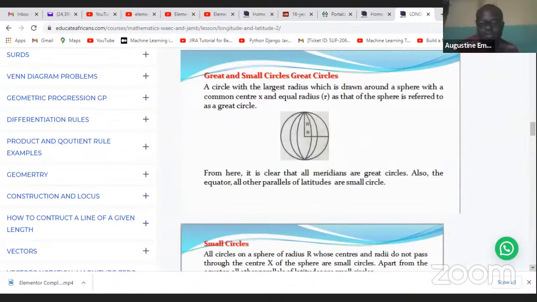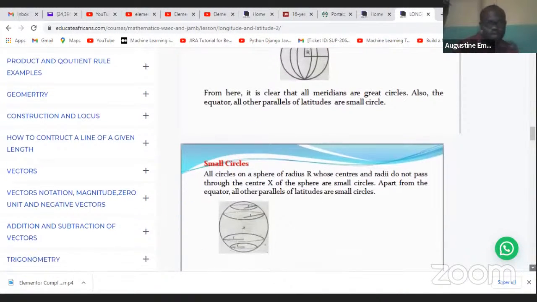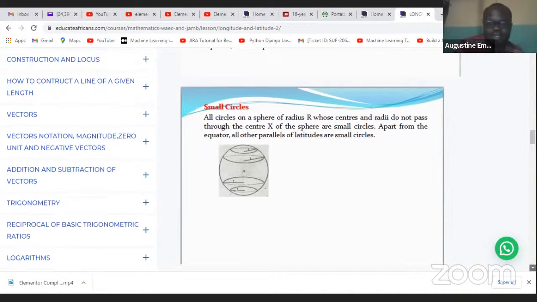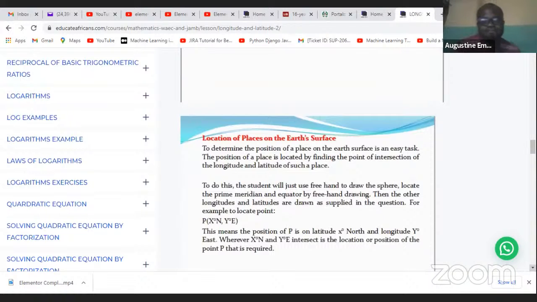So let's move forward. Let's look at small circles. Now that we've known what great circles are, let's look at what small circles are. All circles on a sphere of radius r, whose centers and radii do not pass through the center of the sphere, are called small circles. So apart from the equator, all the other parallels of latitude are small circles. Why? Because they cannot divide the Earth as a sphere into 2 equal parts. So you see, most of the latitudes are small circles. It's only the equator that is a great circle because the equator can divide the Earth into 2 equal parts.